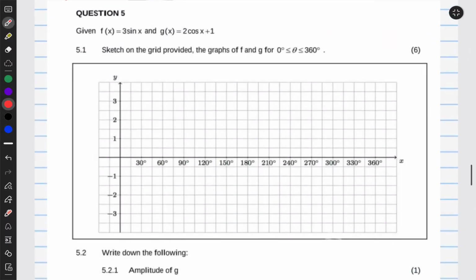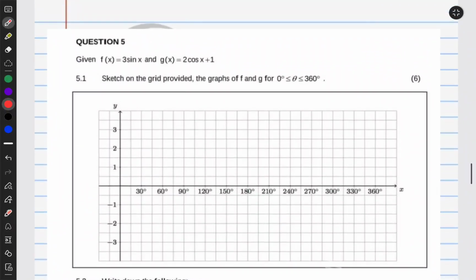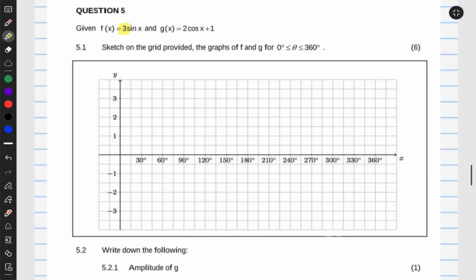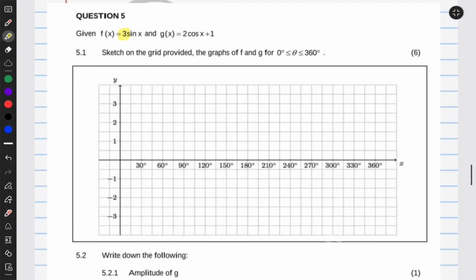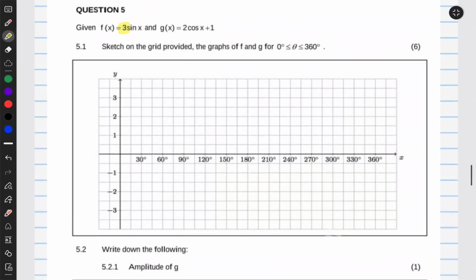Question 5, what do we have here? It's some trig functions. Given f of x is equal to 3 sine x, so the sinusoidal function has been stretched by a factor of 3, and g of x is equal to 2 cos x plus 1. Sketch on the grid provided the graphs of f and g. The domain is from 0 to 360 degrees.